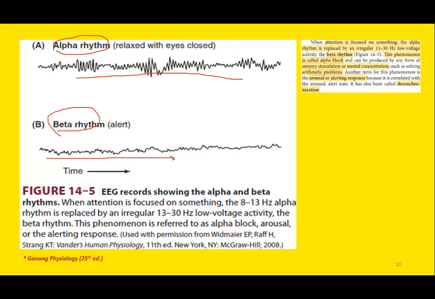And replacement of alpha wave with beta wave when you open your eyes is known as desynchronization. The other name for desynchronization is alpha block. Alpha block or desynchronization, both are the same thing. Sometimes we can call it the arousal response or the alerting response.